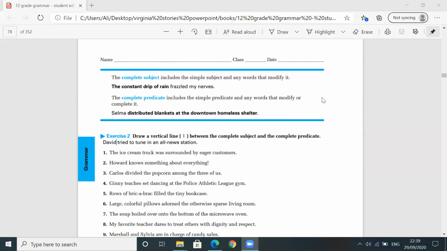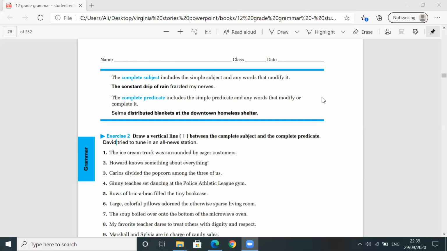We're going to go to the complete subject. Now the complete subject includes the simple subject and any words that modify it. For example, the constant drip of rain. So I'm talking about the rain, but I'm also talking about the rain that it's constantly dripping. Okay, for example, I could give you another example, like the loud noise of the guitar. So this is the complete subject. I'm talking about the guitar, but I'm also talking about the loud noise of the guitar. So that is the complete subject.